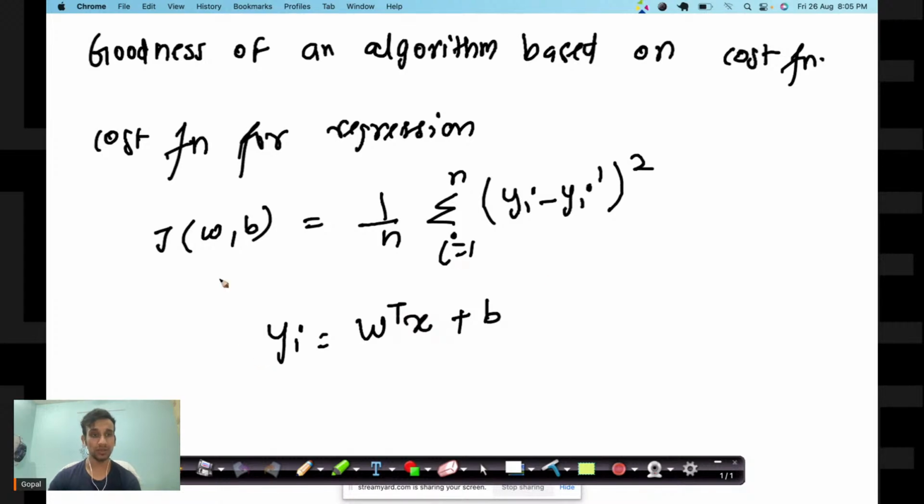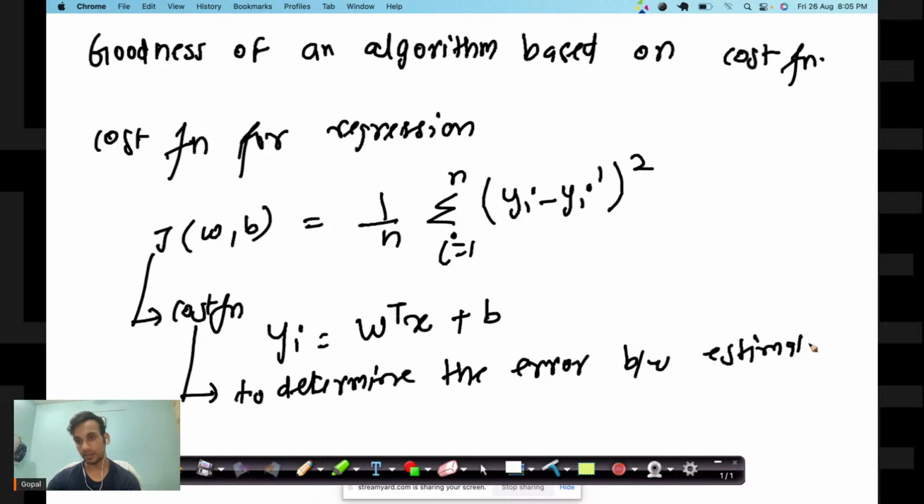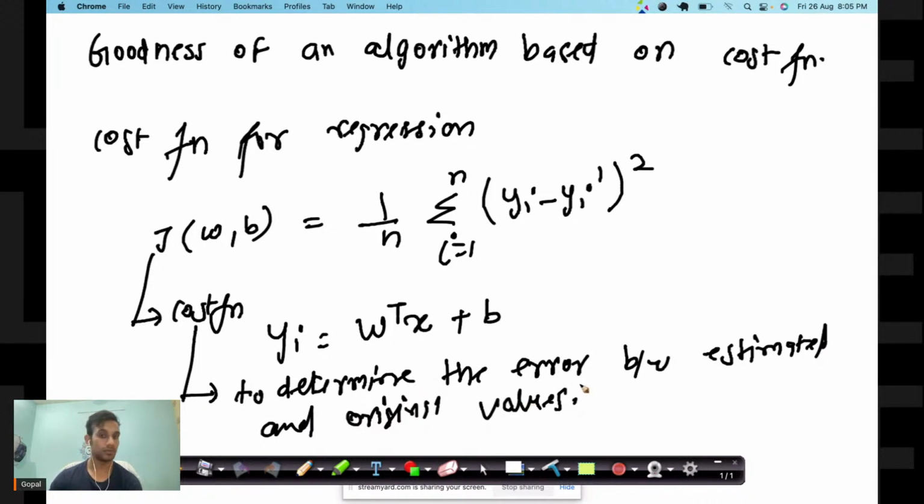Okay, and so this was your cost function, right? Cost function to determine the error between estimated and original values, right? So this is for regression.